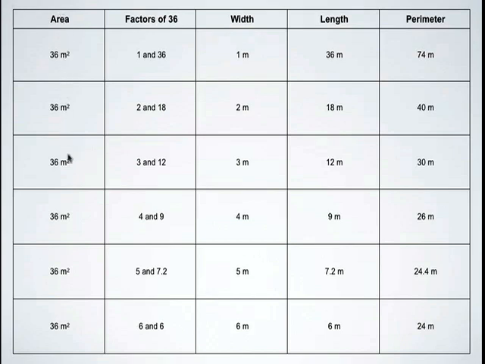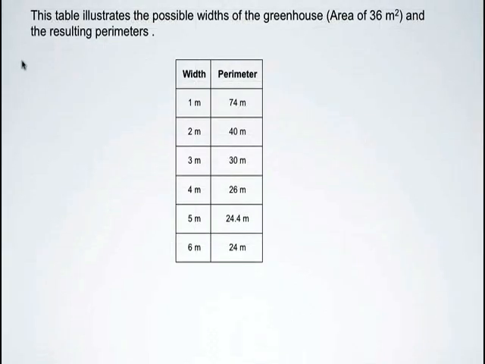Remember that our area was fixed as 36 meters squared all the way down, and we had various widths and lengths that we tried, giving us different perimeters for this greenhouse. Now the goal of this activity is to try and find out which width and length gave us the smallest perimeter of the greenhouse. So this table illustrates the possible widths of the greenhouse, knowing that we have a fixed area of 36 meters squared and the resulting perimeters for each of those cases.